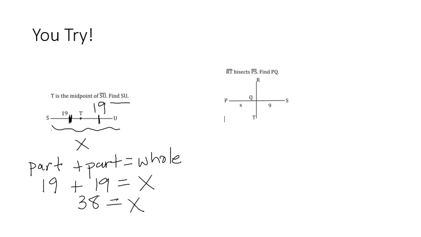In the second example, they want us to find PQ, and they're telling us that RT right here is bisecting PS. That means that Q is the midpoint. So that means that right here and this part right here are the same, and X equals 9.